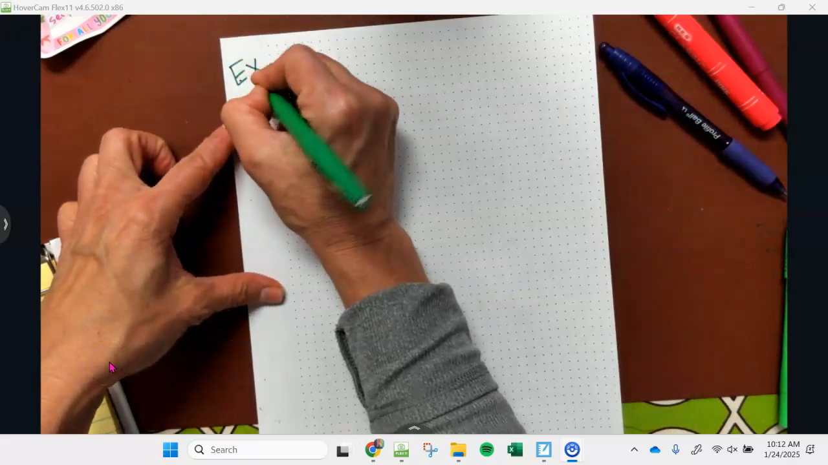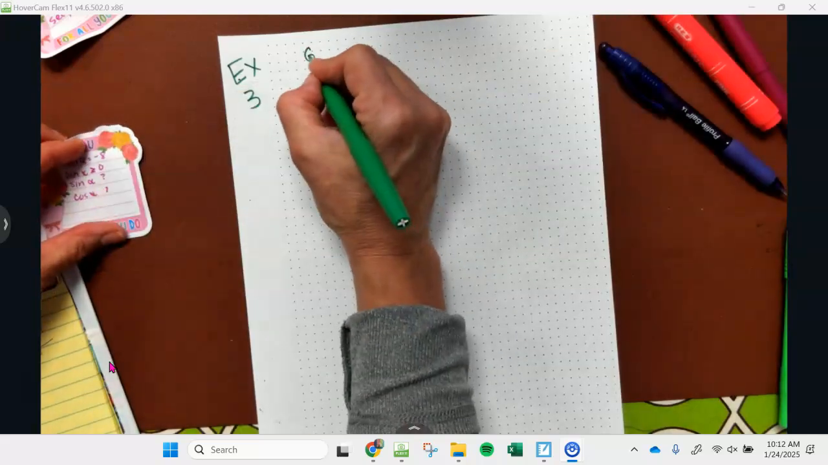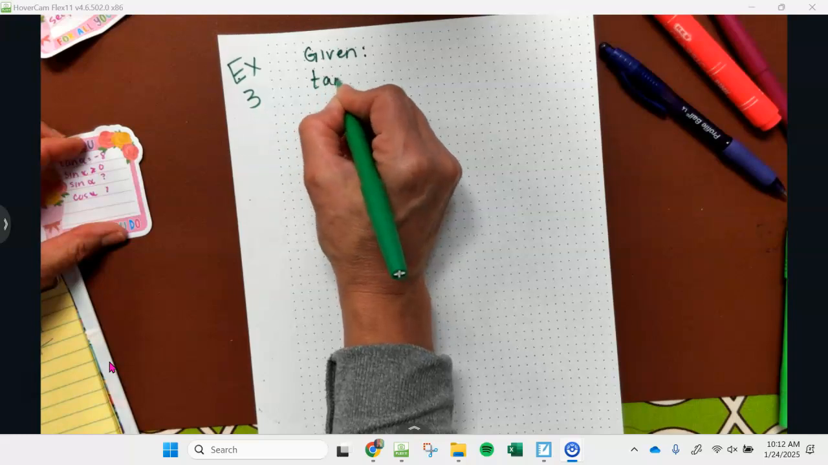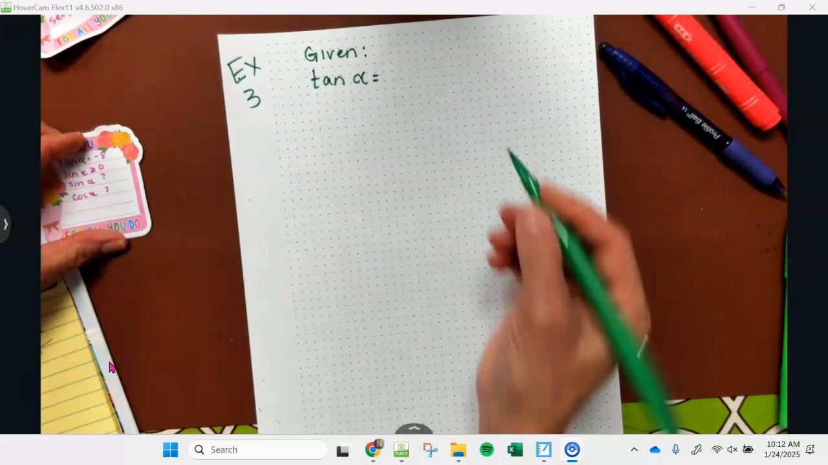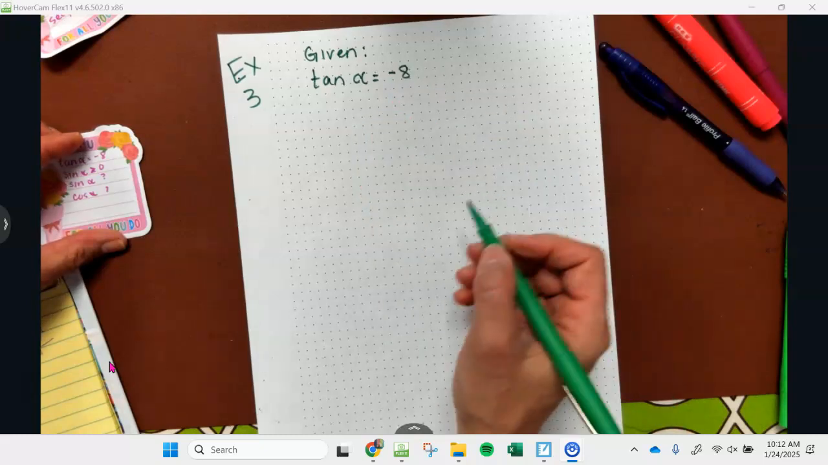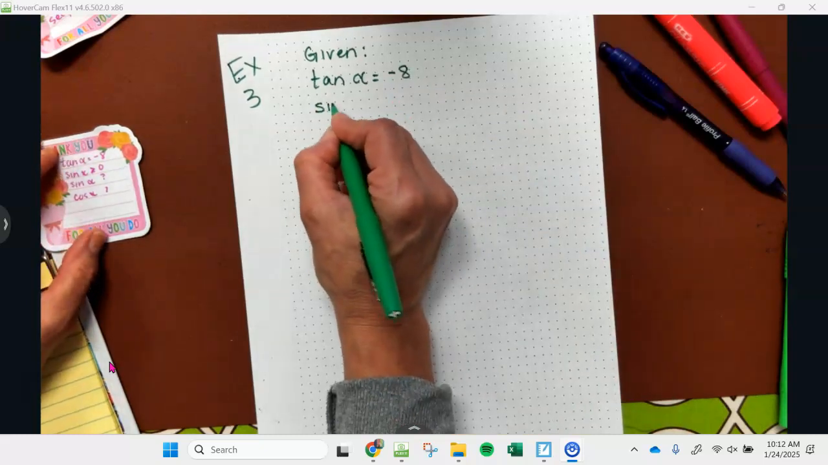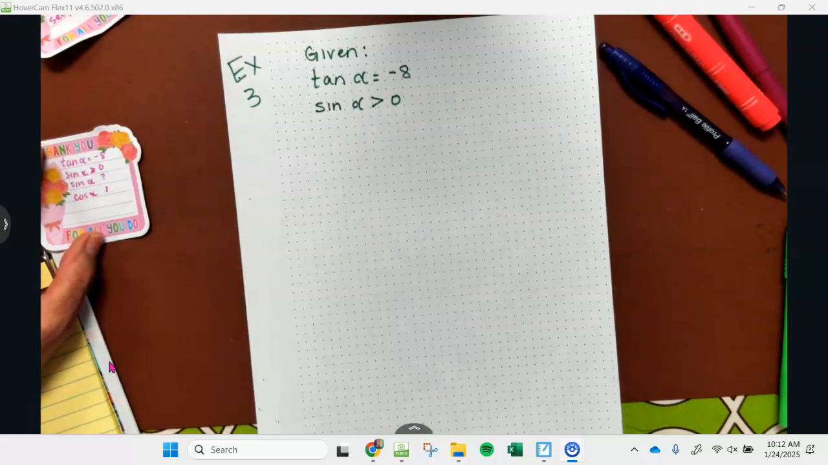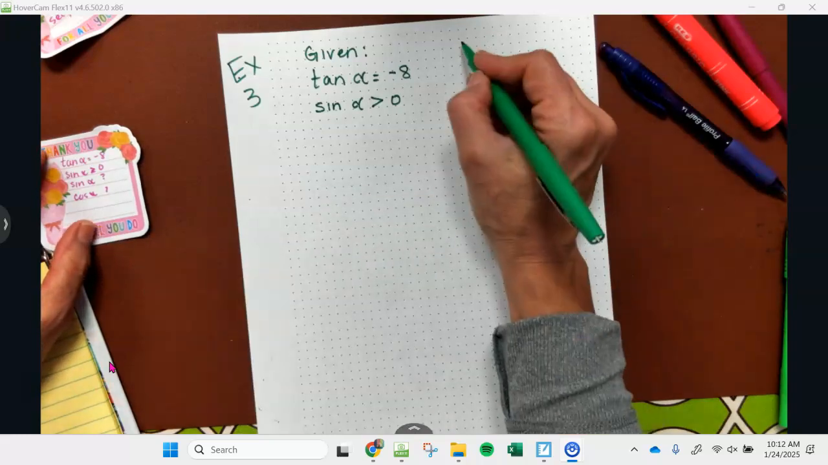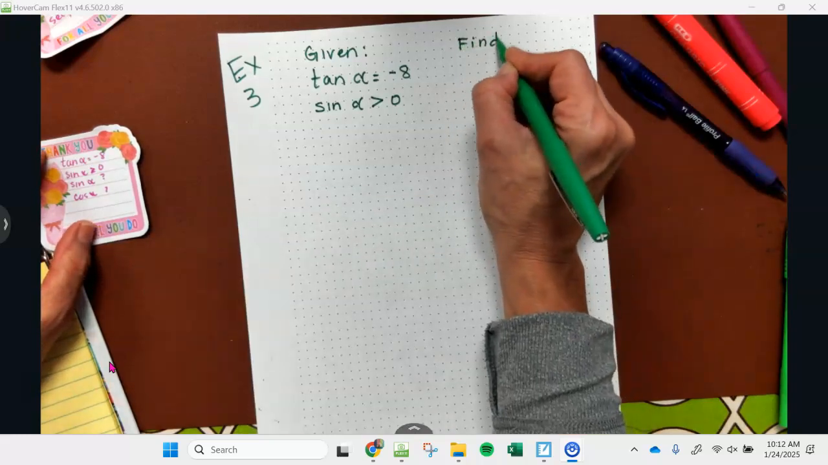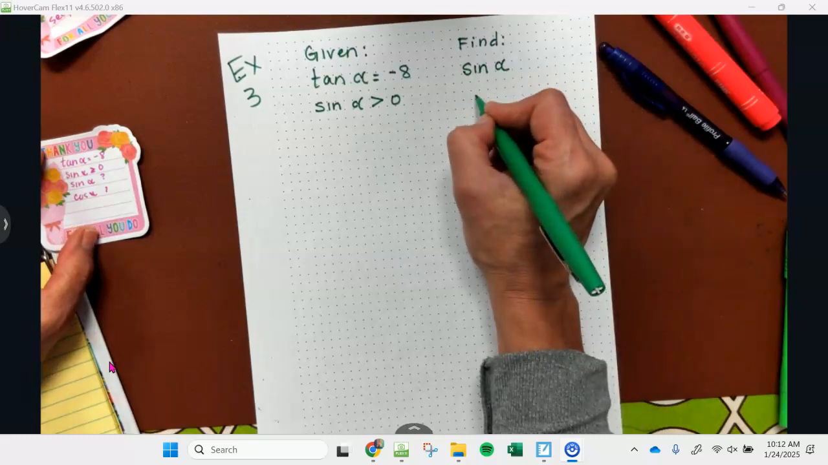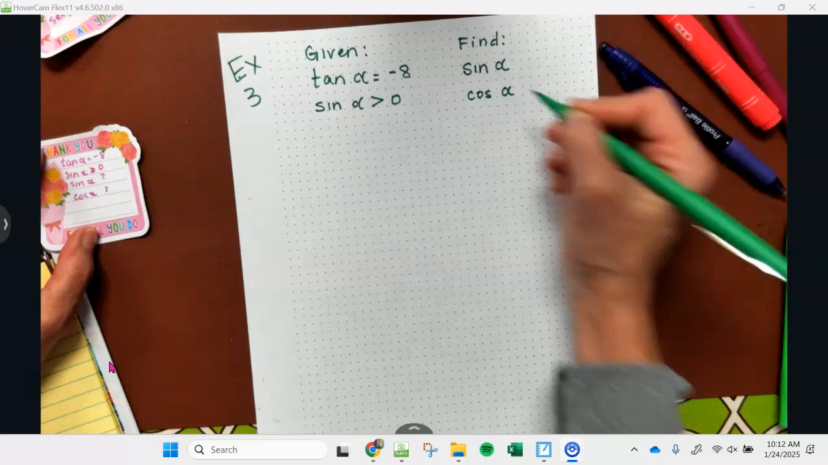Example 3. Last kind of this. So here's what's given. You're going to be given tangent of alpha, and that value is -8. You're also going to be given sine alpha is greater than 0. So sine's positive. Here's what we need to find. We're going to have to find sine alpha, and we're going to have to find cosine alpha.